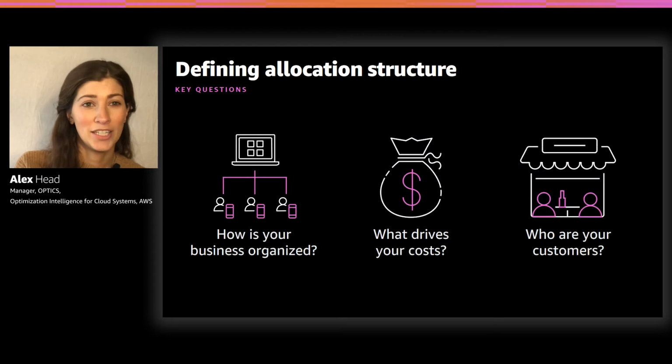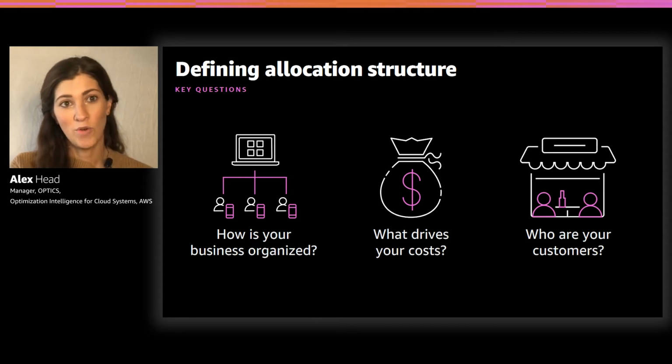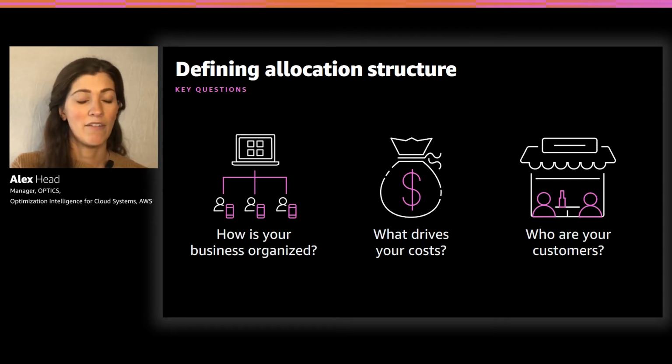The key questions that you need to ask your leadership and your organization is, how is your business organized? So do you have teams that are all developers, all QA, all product? Or do you have a team per a product? How is this organized? And how does that work from a budgeting standpoint?